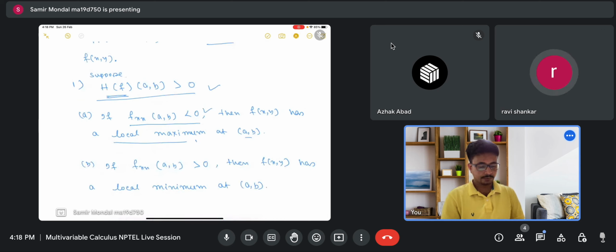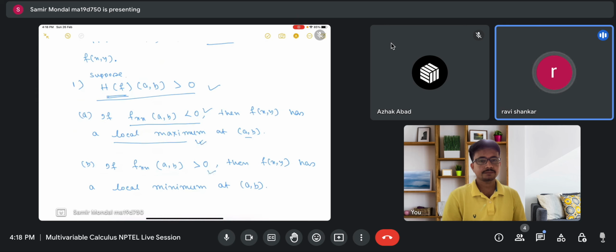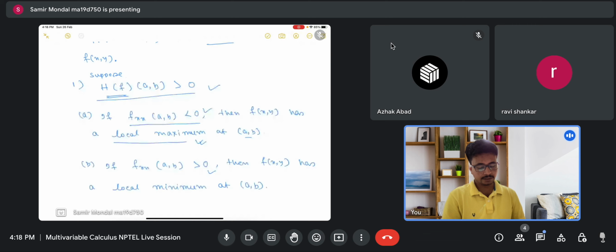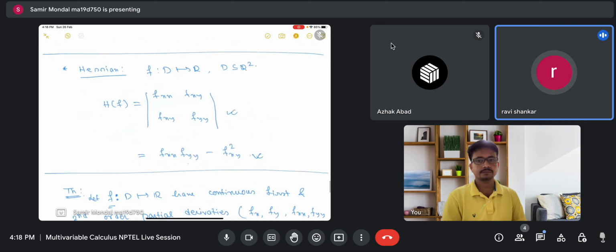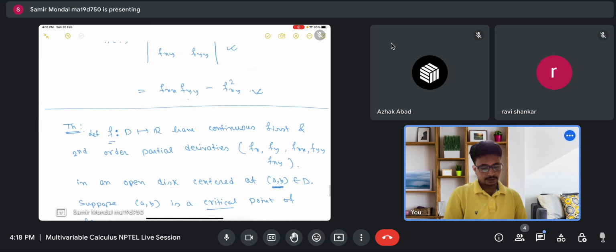Sir, Hessian of f, what does it mean here? Okay, Hessian is only the determinant of this matrix, this quantity.